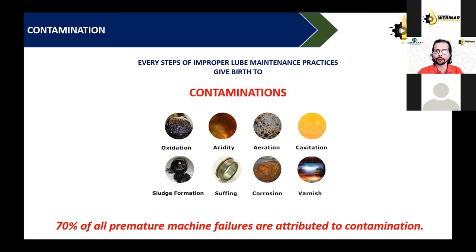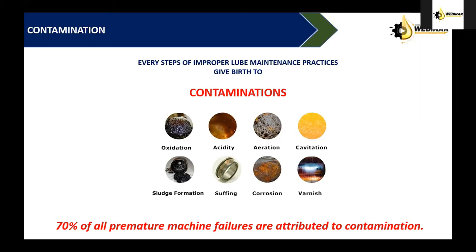Then coming to moisture contamination, it is not alone the water. The liquid may be in the form of acid as well, some soluble varnish also. So these contaminants have different impacts, like a few mentioned here: scuffing or sludge formation, rusting, cavitation. As per a detailed survey done by a very reputed agency, 70% of premature failures are attributed to contamination.